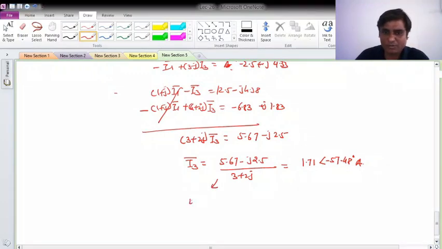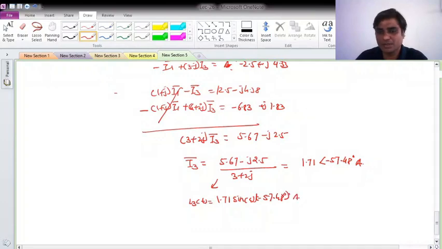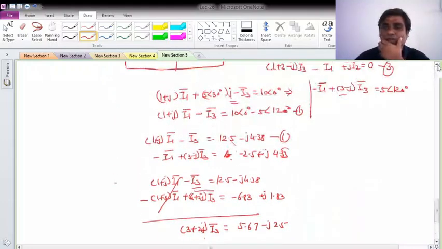Okay, and if you convert it into time domain also, what will be I3 of t? It will be 1.71 sine of some frequency omega t minus 57.48 degree amps. That way you can write. Right. Similarly, you can put I1 bar in any of the equations so that you will get I3 bar. Okay. Now what next I have to do?